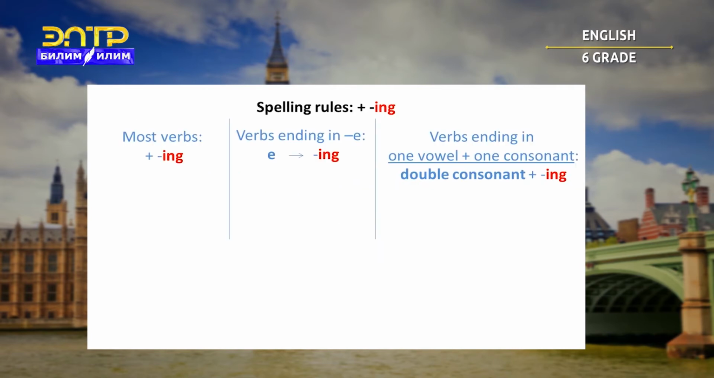Now, students, let's talk about spelling rules with ing. Most verbs plus ing. The verbs ending in e omit e and plus ing. With verbs ending in one vowel, one consonant, double the consonant and plus ing.